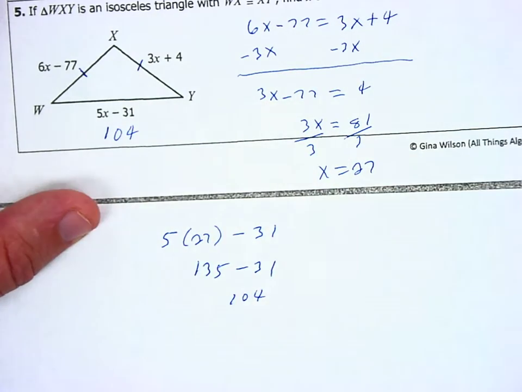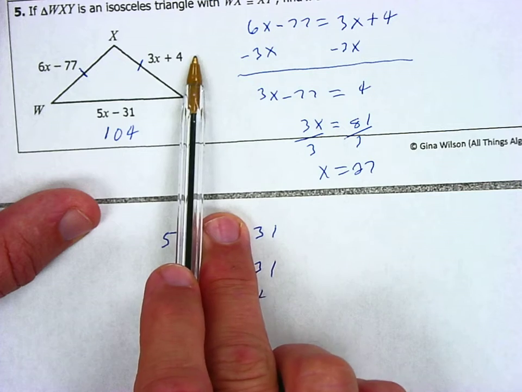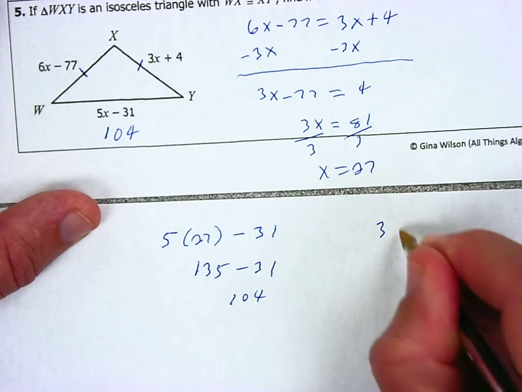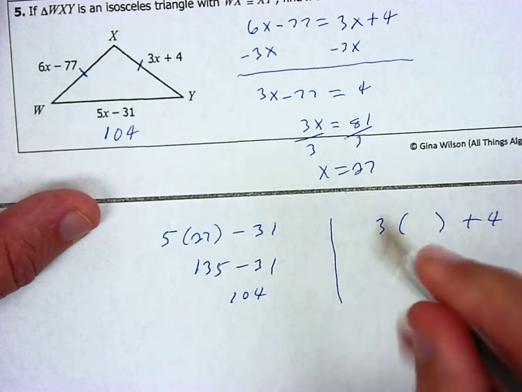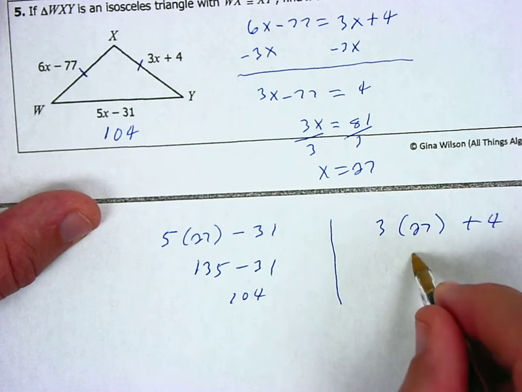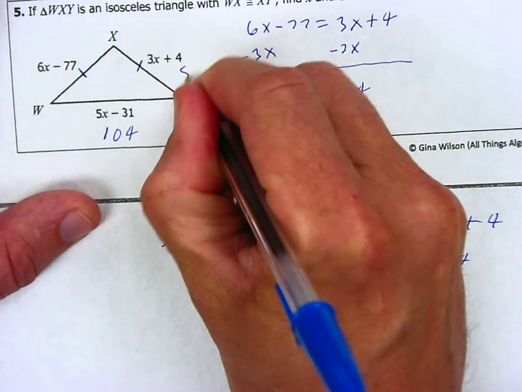Oh yeah, technically we only have to do one of these because we know they're congruent. So let's pick the easier one. Let's pick 3 times whatever you got plus 4. Plug in your 27. 3 times 27 is 81. 81 plus 4 is 85. I'm going to put 85 here.